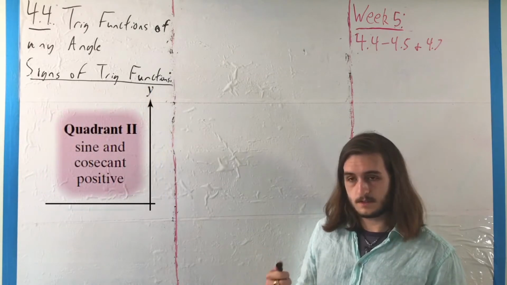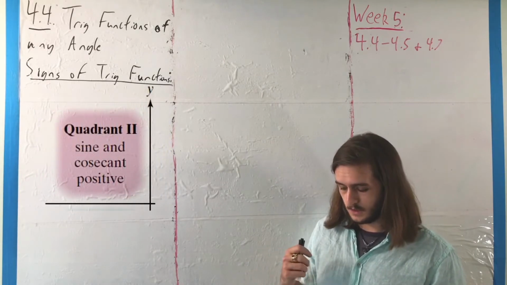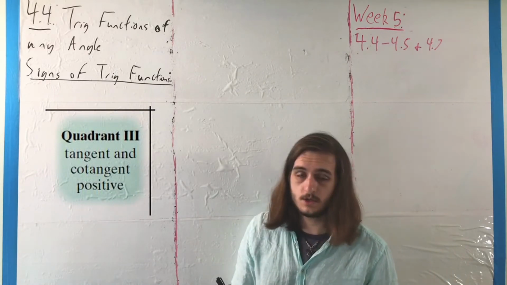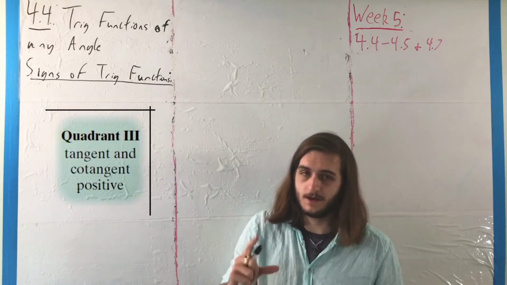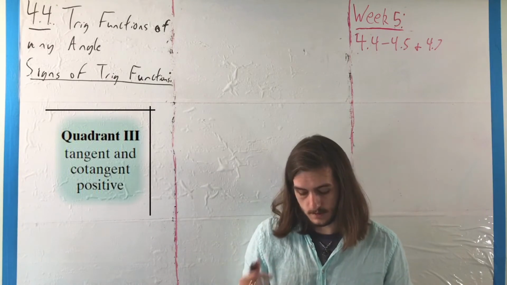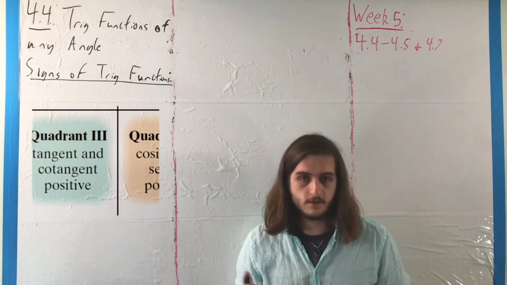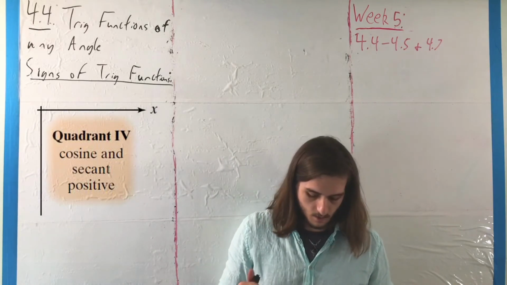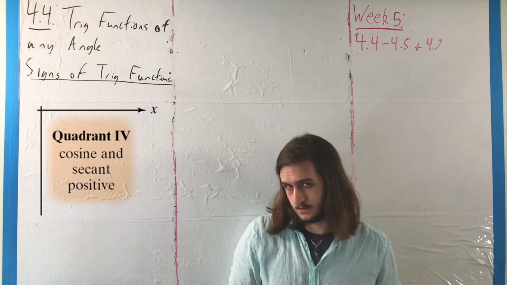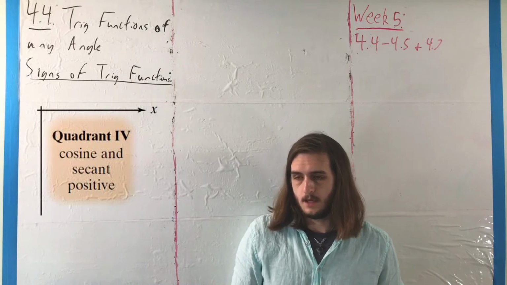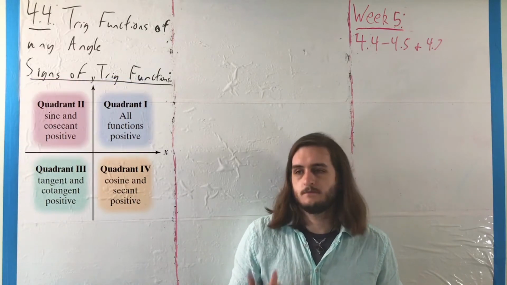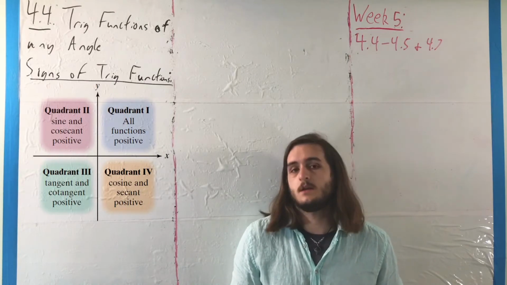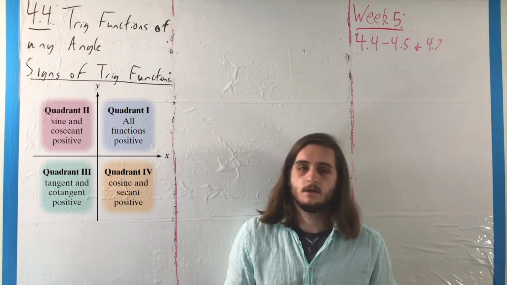In the second, sine and cosecant are positive. In the third, tangent and cotangent are positive because there we have x and y both negative, so it's a double negative. While in the fourth, x is positive but y is negative, so only cosine and secant will be positive.